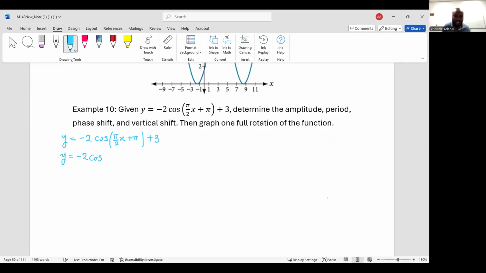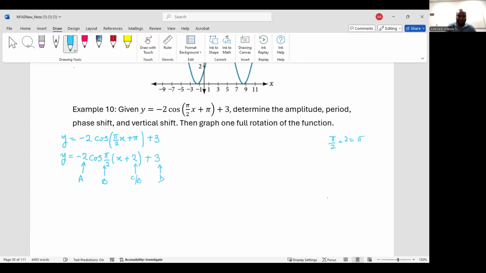-2. What I mean by that is I want to pull out B. So B is pi over 2. I pull it out, and I have x left here. Plus, now I need to be careful. I will say here is 2. Pi over 2 times 2 is pi, which is what I had originally. So you need to know how to factor that out. Plus 3. Now here I have A, here I have B, here I have C over B, that is the phase shift, and here I have D.